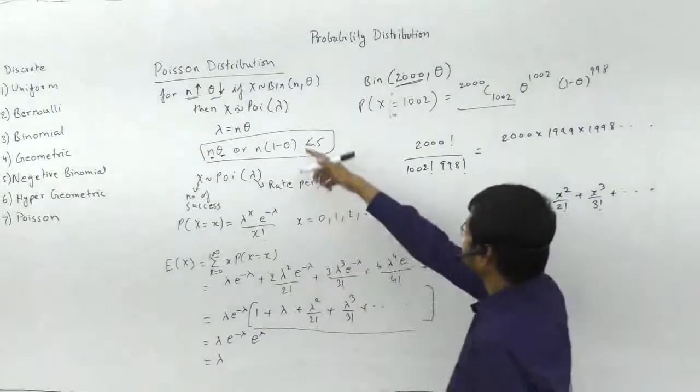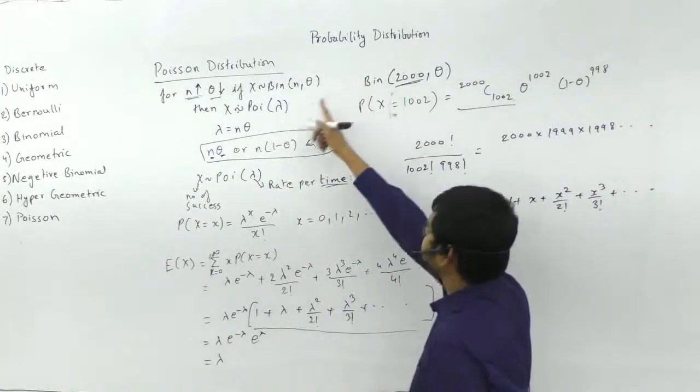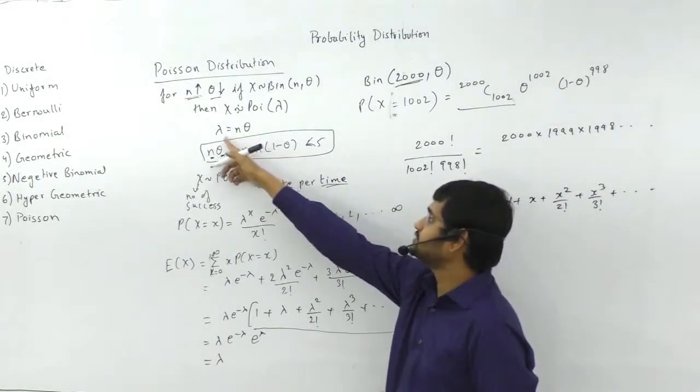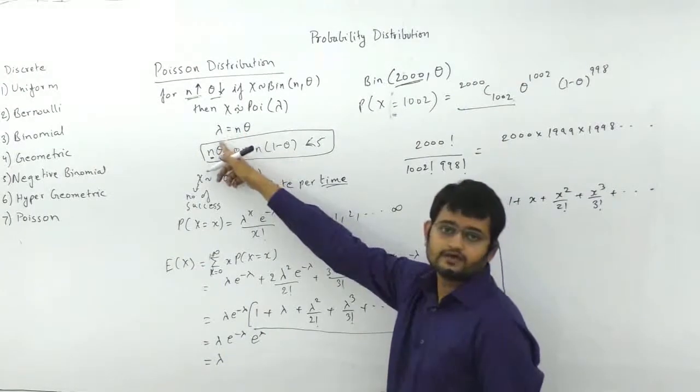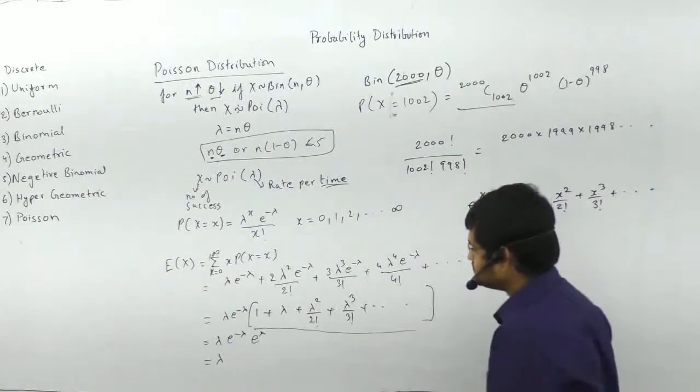Now it is the same as if we convert our binomial distribution into Poisson distribution. So the expected value is nothing but n theta, that would be lambda.